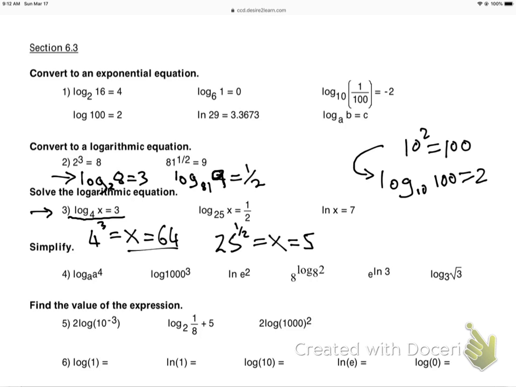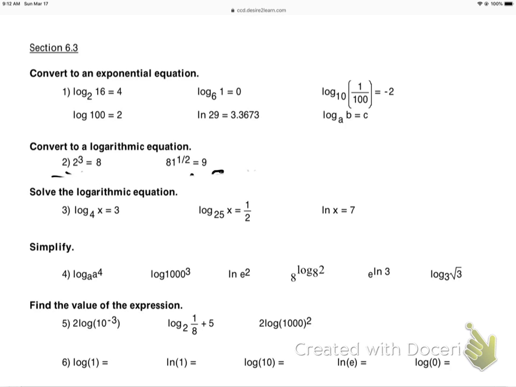It's 5. Now, again with this, I need to write that little e in there. It's not showing it. So this should say e with the exponent of 7 should equal x. And you don't have to put it in a calculator. That is fine. Now, how about these simplify ones below?